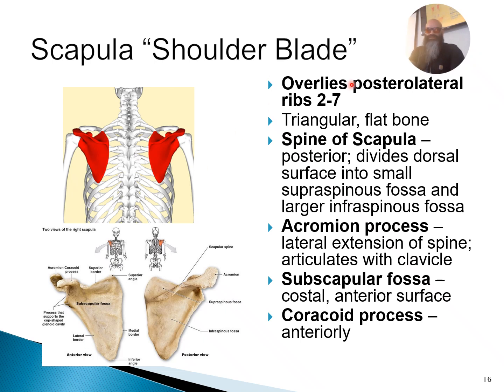Scapula is the proper term. Shoulder blade is what the general population calls it. So I would like you guys to know which ribs overlie it. So you need to understand it's 2 through 7.